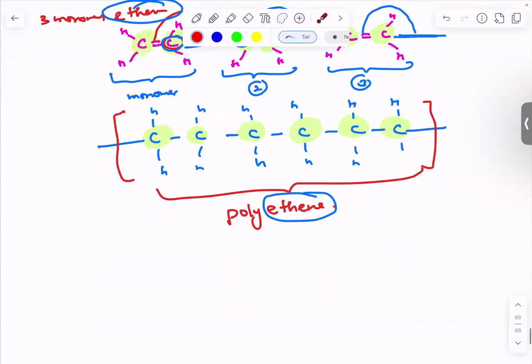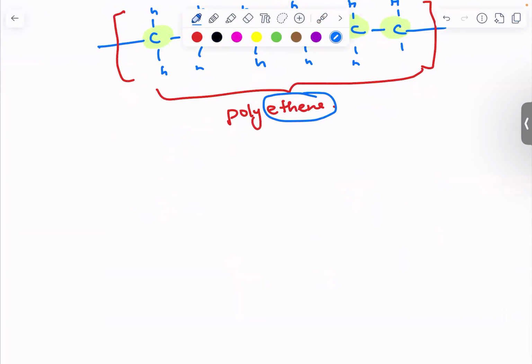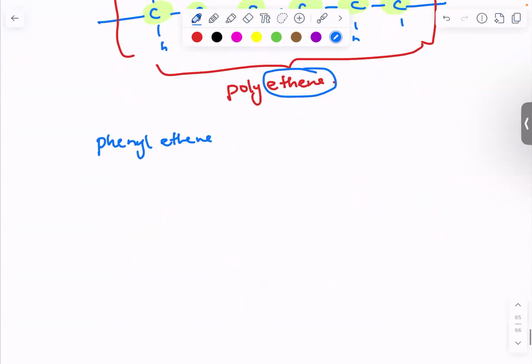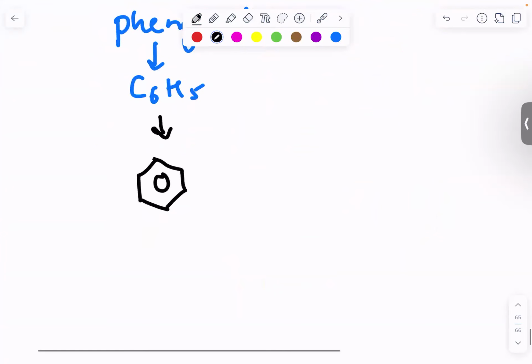Yeah. All right. Now, let's suppose, beta, we have phenylethene. Now, phenyl means C6H5. Phenyl has this formula, right? Now you will say, Miss, this is actually six carbon and six hydrogen. You are absolutely right. Have a look. One, two, three, four, five, six.